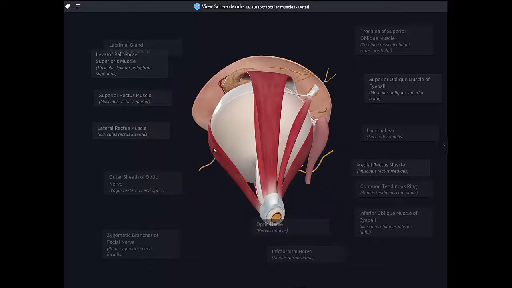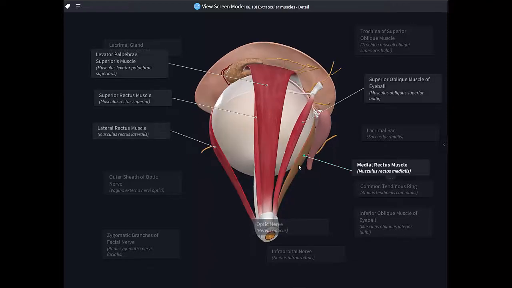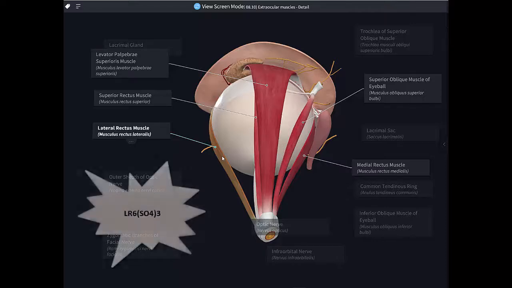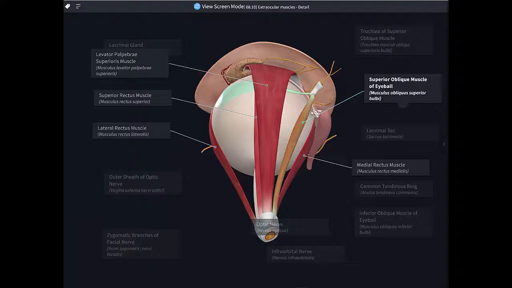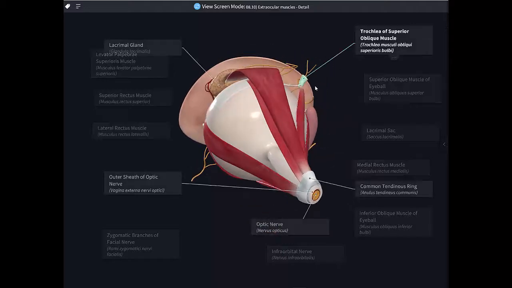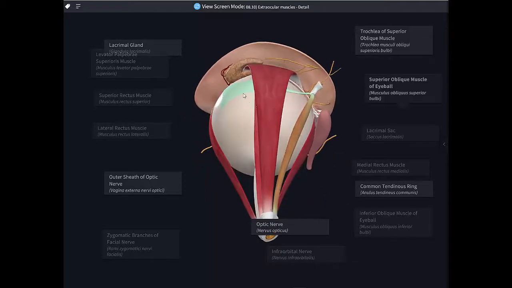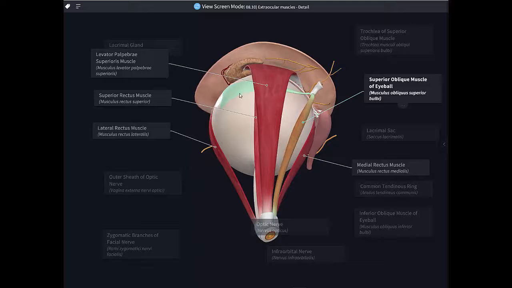Then, if there's a lateral rectus, there's a medial rectus. Oh, I forgot to mention, the lateral rectus is innervated by a nerve called the abducent nerve. LR6SO4 3. No, I haven't lost my mind, but that is a mnemonic. It stands for lateral rectus 6, cranial nerve number 6, abducent nerve. Superior oblique will be over here, innervated by cranial nerve number 4, the trochlear nerve. And it's a trochlear nerve because this muscle runs through a trochlea, the little pulley, to then attach to its final destination here on the superior aspect of the eyeball.